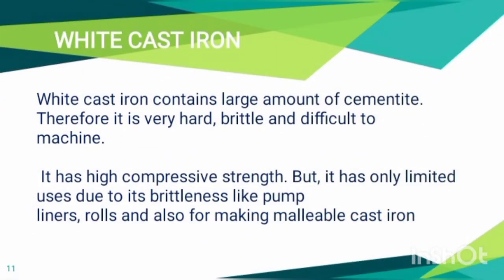Due to the presence of large amount of cementite, white cast iron is very hard and brittle. Also, it has good wear resistance, high compressive strength, and is difficult to machine. Hence, its usage is also very limited to specific applications. It is used for components requiring high wear and abrasion resistance, pump liners, and rollers for rolling mills, etc. Used also for the production of malleable cast iron.